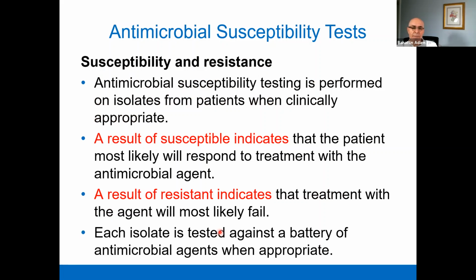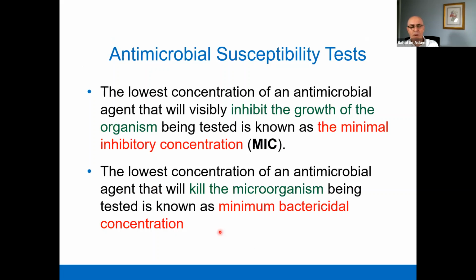Okay, and now a result of susceptible indicates that the patient will most likely respond to treatment with the antimicrobial agent. A result of resistance indicates that treatment with the agent will most likely fail. Okay, it doesn't kill the bacteria. Therefore, we report it as susceptible or resistant. Now I'm going to show you in a few slides.